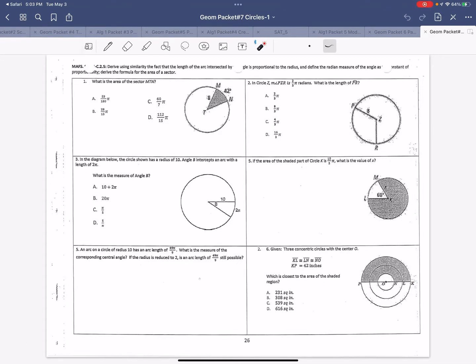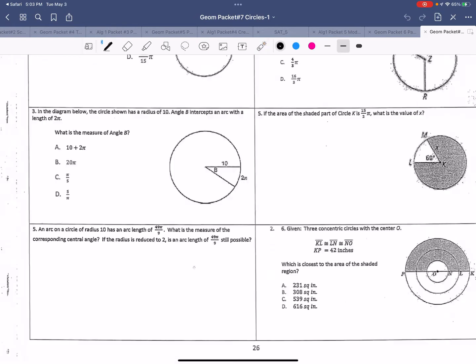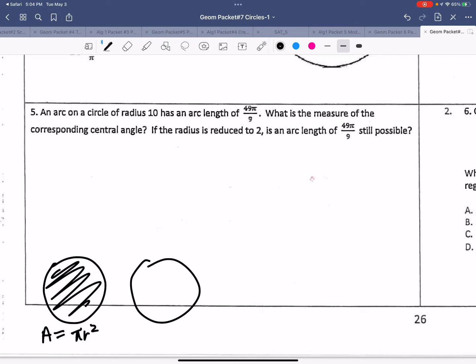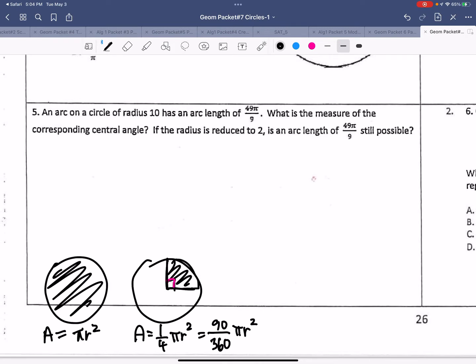Now let's think about what formulas we have. We know that the area of a circle is pi r squared. So the area of just a quarter of that circle would be 1/4 pi r squared. So we know that this angle, 90, happens to be a quarter of 360. So this reminds us that if we know this central angle here, then the area of a sector would have to be the central angle over 360 times pi times the radius squared, okay?